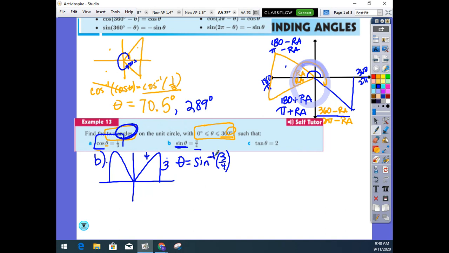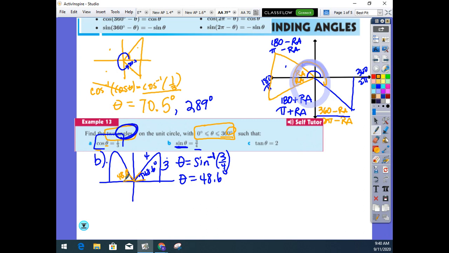Let me do it on my calculator. So I get theta to be 48.6 degrees. So this is my first quadrant angle. So that would be the reference angle over here, 48.6. This angle is the same as this angle.